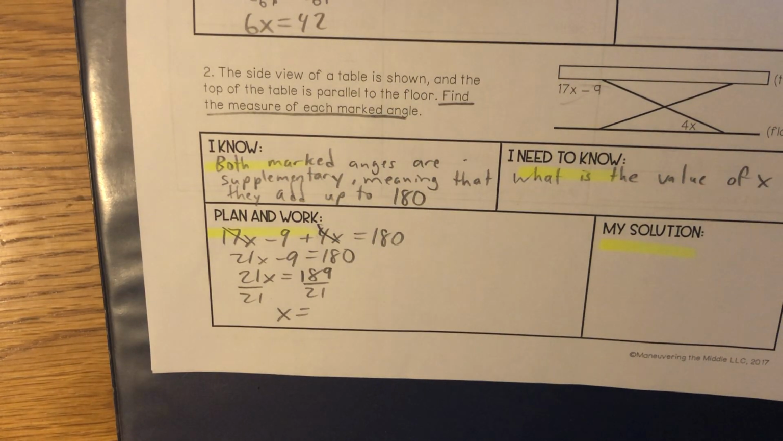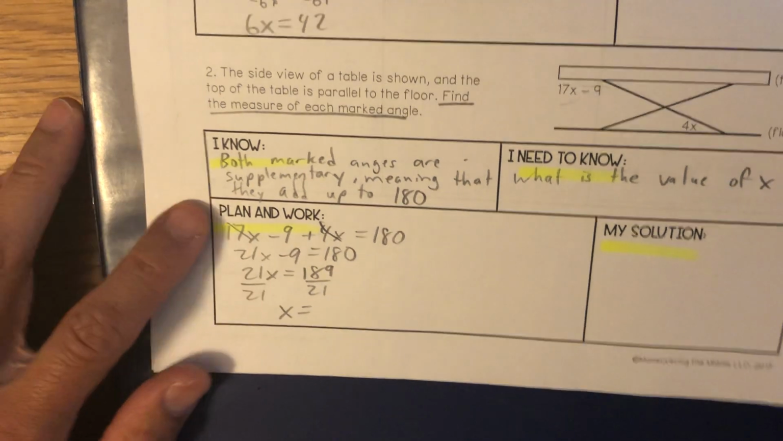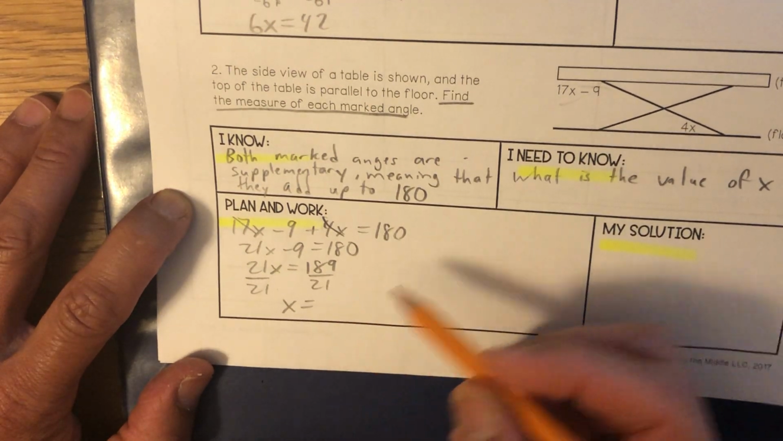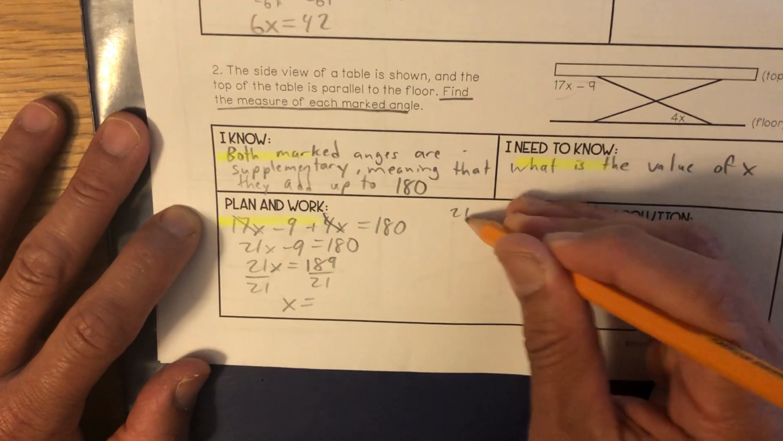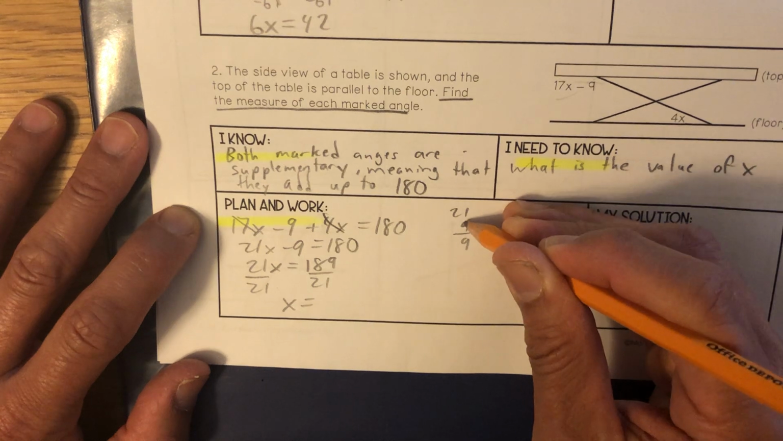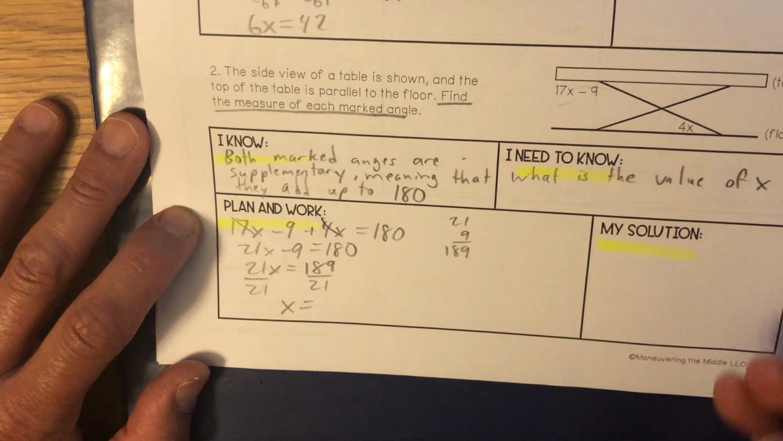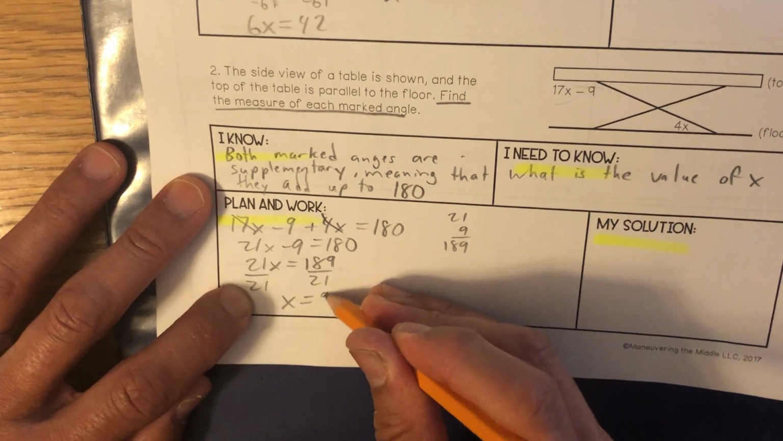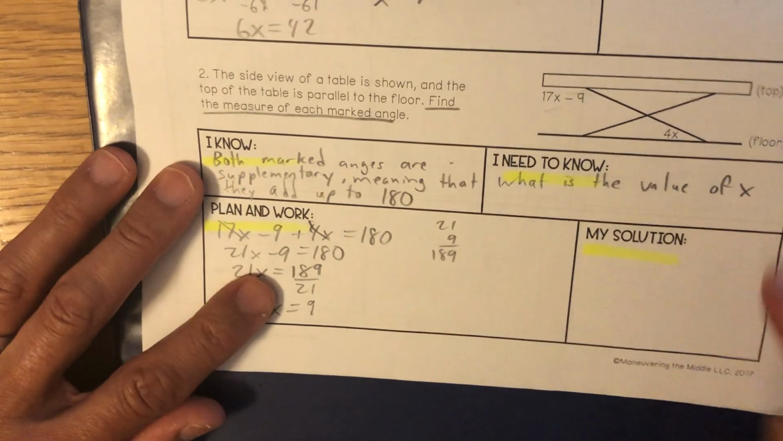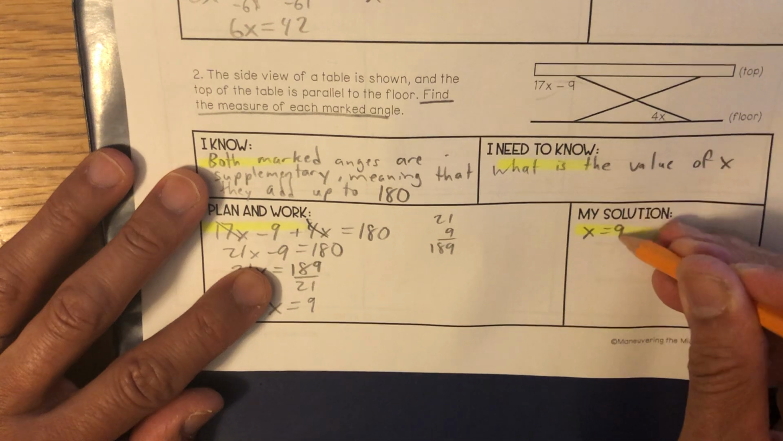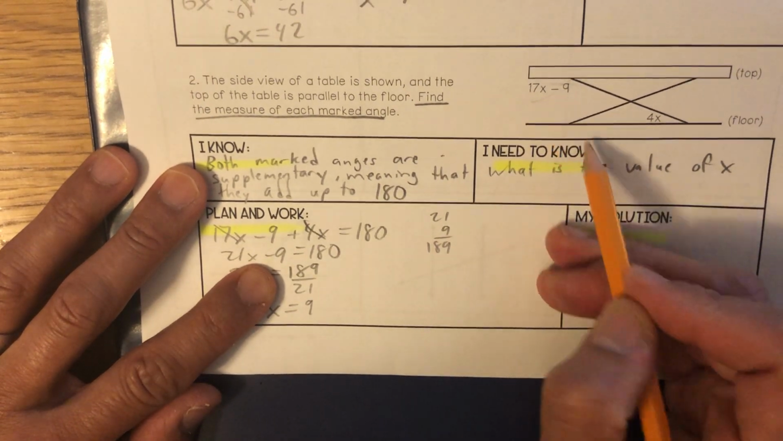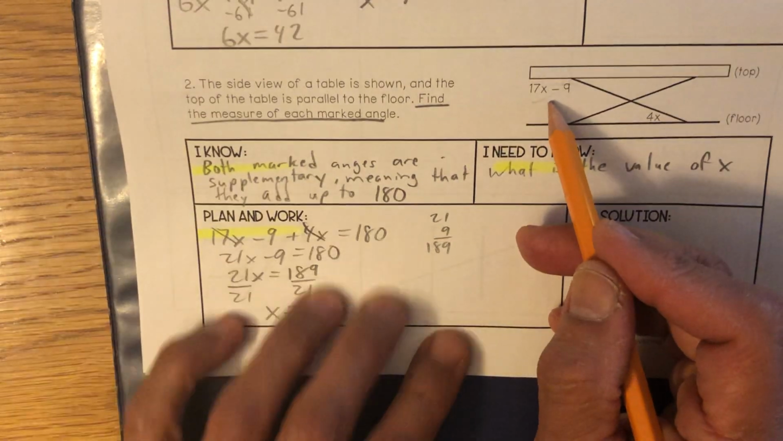So what is 189 divided by 21? That should equal 9. Let me just check it real quick. 18, yep. So x equals 9. But we have to find out the measure of both angles, so let's plug our 9 back into the expression here.